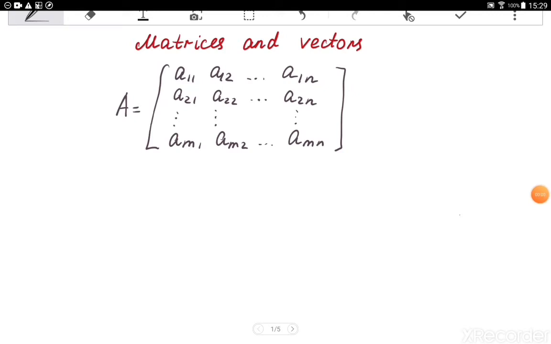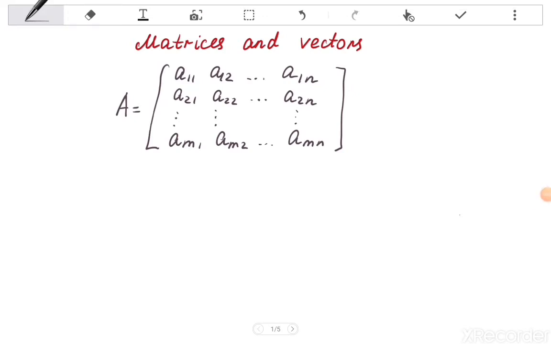Hello everyone, this is week 13, first lecture, where we will make some review on matrices and vectors. First of all, let me remind you that the matrix is a rectangular array of numbers arranged in rows and columns. General notation of matrix is here. Matrix A is, and in brackets we list this array. In this particular case we have n columns and m rows. So we say that this is an m times n matrix.